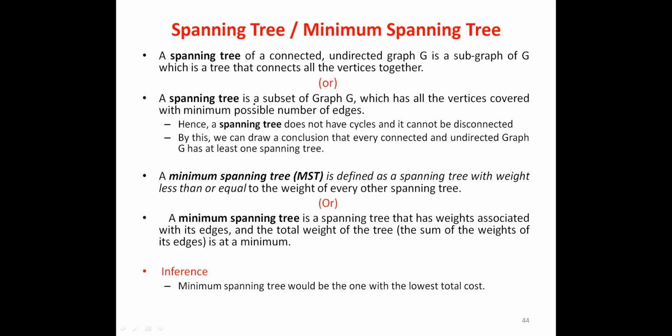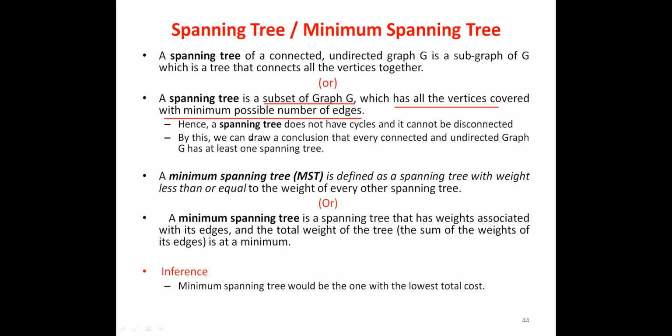So a spanning tree is a subset of a graph. You can have multiple spanning trees in a graph. I can draw multiple spanning trees from a given graph. But one condition is that all the vertices are covered with the minimum possible number of edges. So all the vertices should be there. If I have 10 vertices in the graph, in the spanning tree I should have 10 vertices, but the minimal possible number of edges.